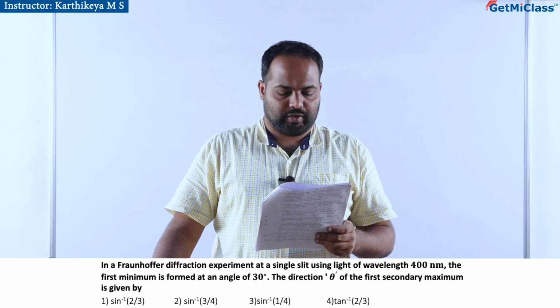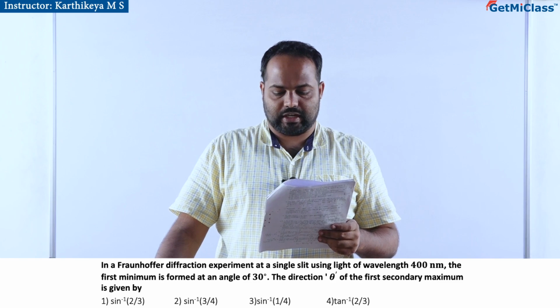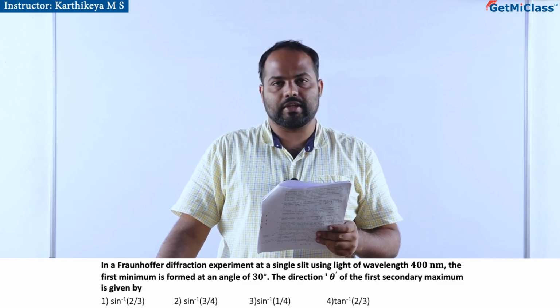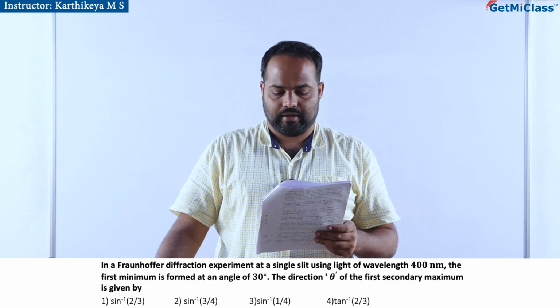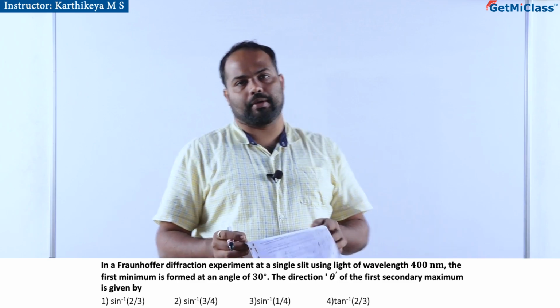In a Fraunhofer diffraction experiment at a single slit using light of wavelength 400 nanometer, the first minimum is formed at an angle 30 degree. Find the direction theta of the first secondary maximum.